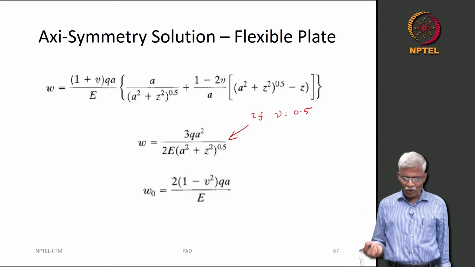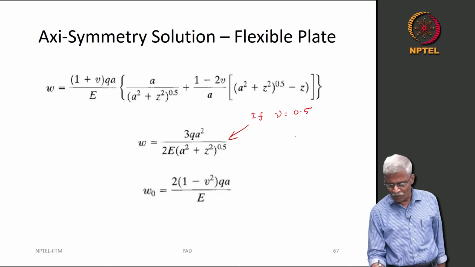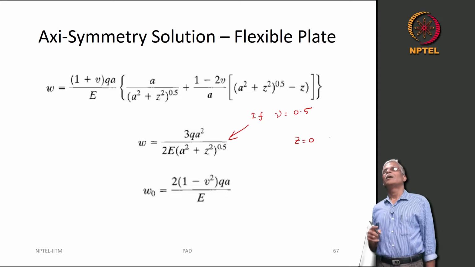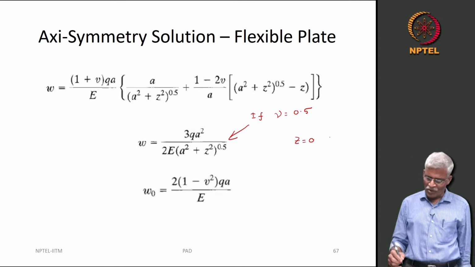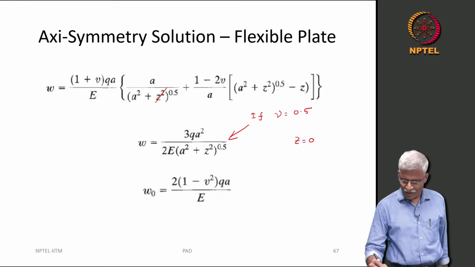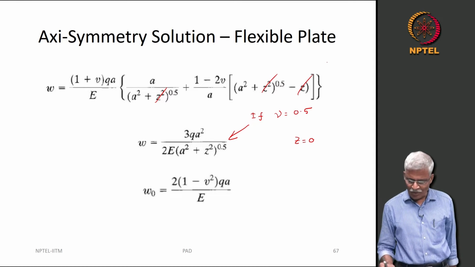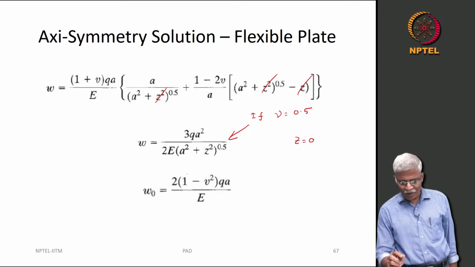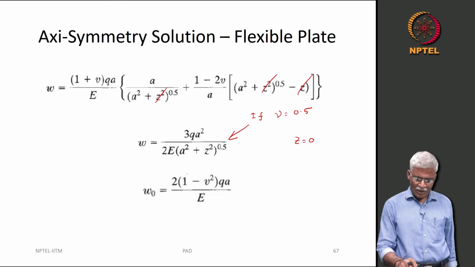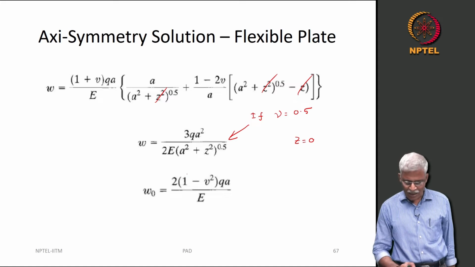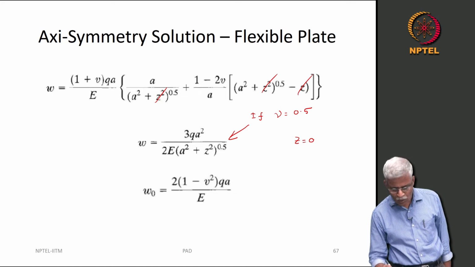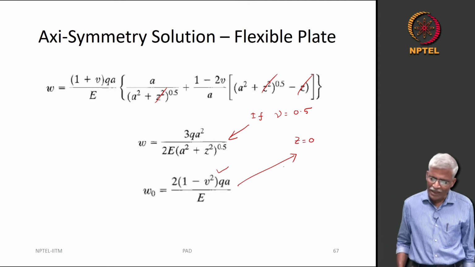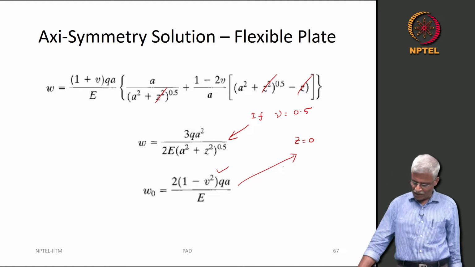If you are interested in finding out the solution when z is equal to 0, that means you want to find out what the deflection at the surface is. When you simplify, you are basically going to get a fairly straightforward formula. So, 1 plus nu, and you can actually cancel these things out. So, you are going to get 2 into 1 minus nu square q times a divided by E. This is what you are going to get as far as the flexible plate is concerned.